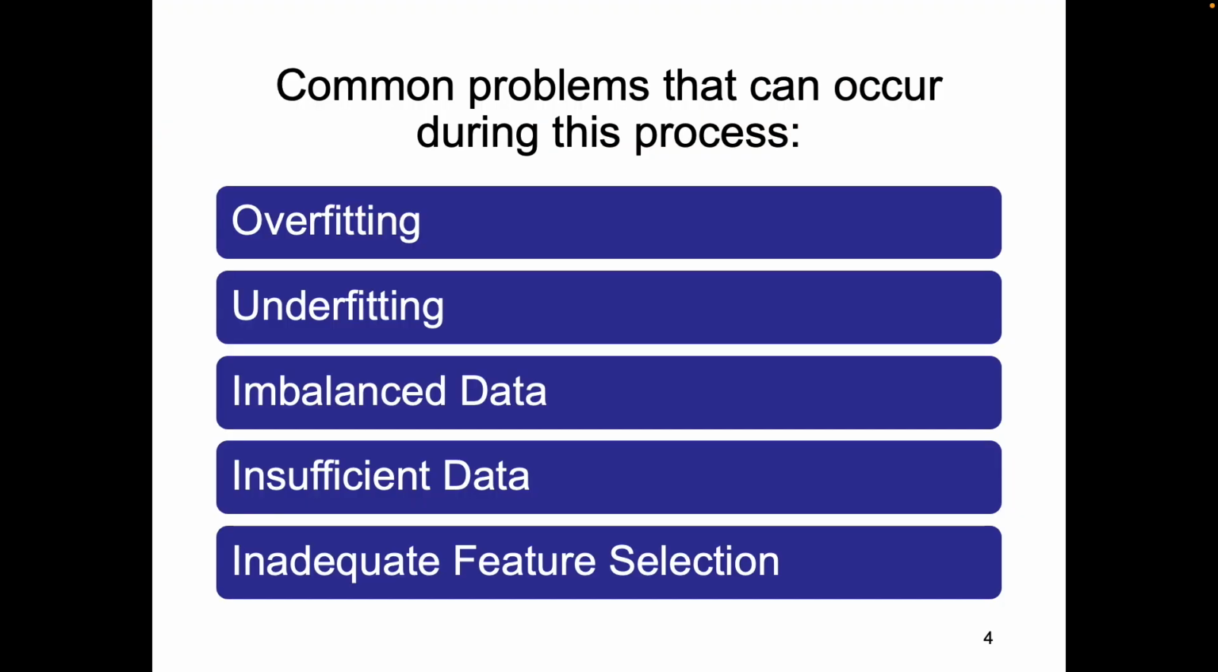Some common problems that can occur during this process are overfitting, underfitting, imbalanced data, insufficient data, as well as inadequate feature selection. These things can cause issues and contribute to misclassification. Later, in another video, we will discuss the imbalanced data, insufficient data, and inadequate feature selection and their impact on classification. Right now, let's see what the misclassification error rate is.